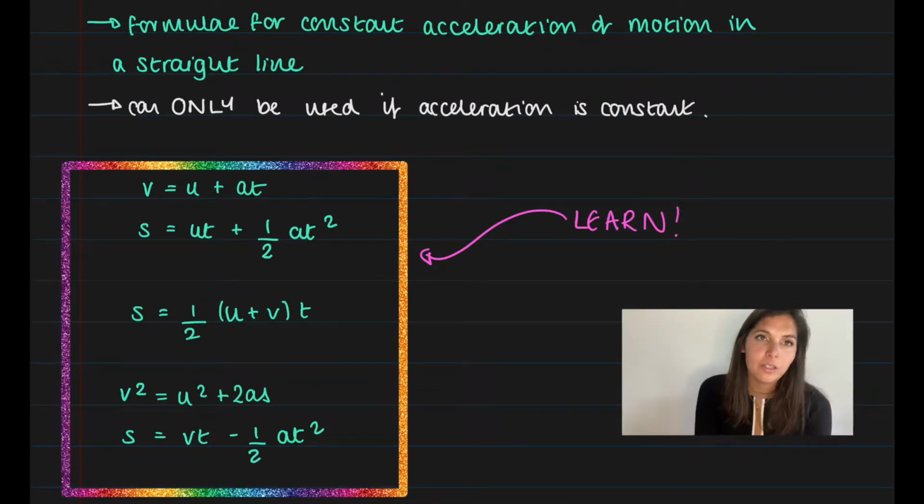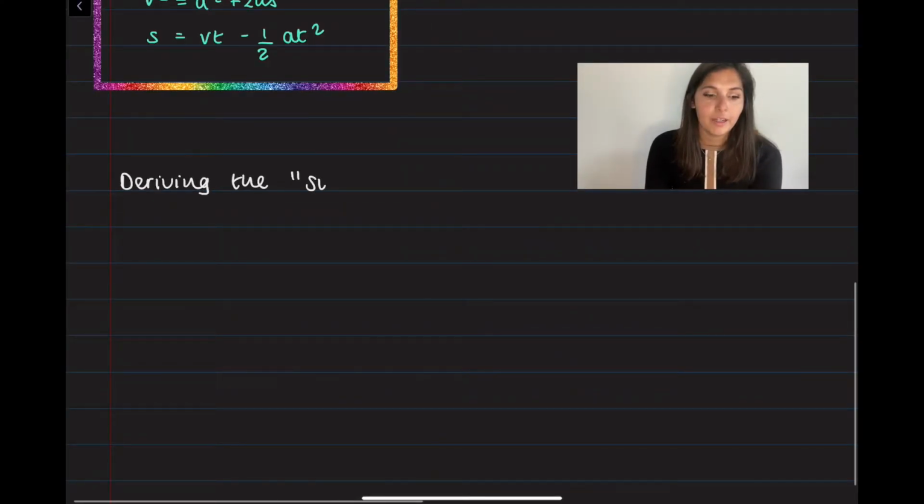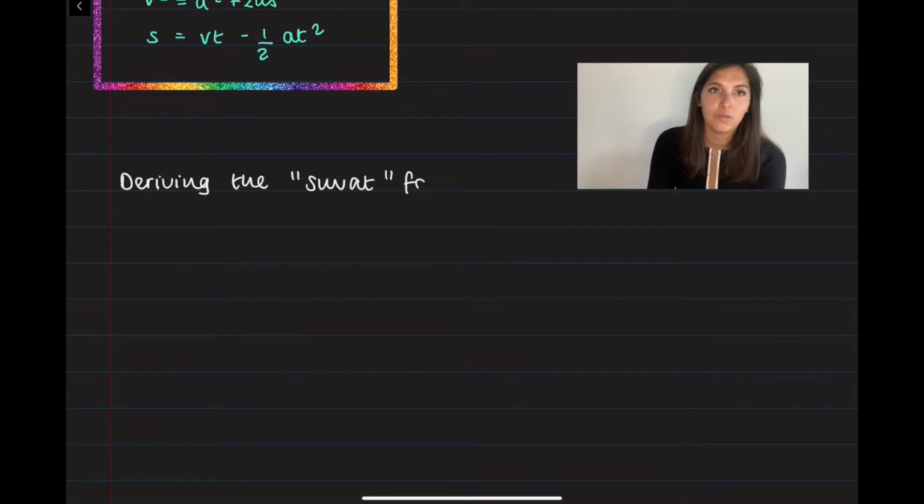The most important thing to remember about these formulae is that they can only be used when acceleration is constant. And you need to learn these. You need to learn all of them, and you need to have them quick and ready to use as soon as you see any question that has constant acceleration. You also need to know how to derive these, and I'm going to go through the different ways that we can derive these formulae.